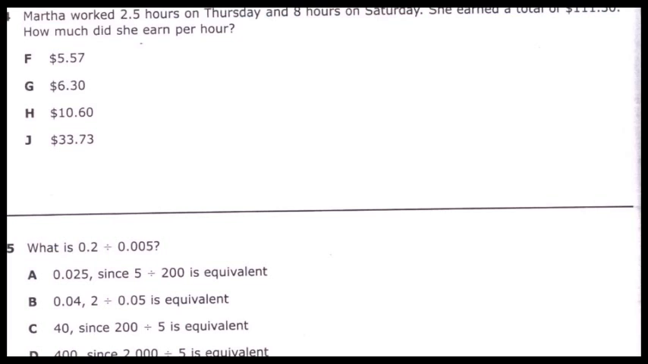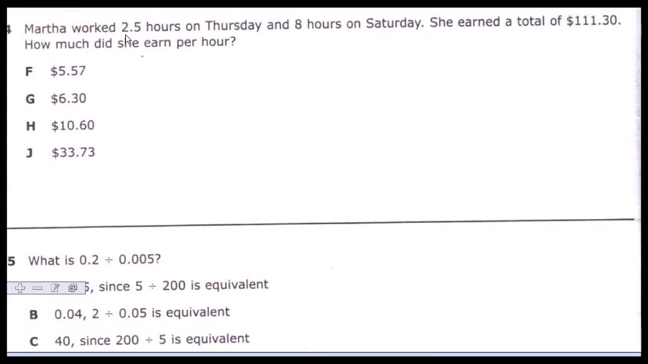14. Martha worked 2.5 hours on Thursday and 8 hours on Saturday. She earned a total of $111.30. How much did she earn per hour? Again, you have to figure out how many hours she worked. She worked 2.5 hours on Thursday and 8 hours on Saturday.